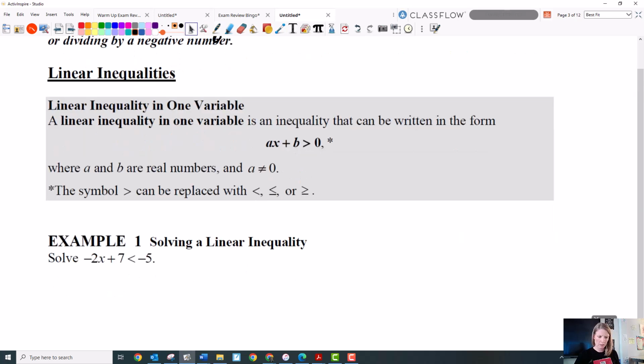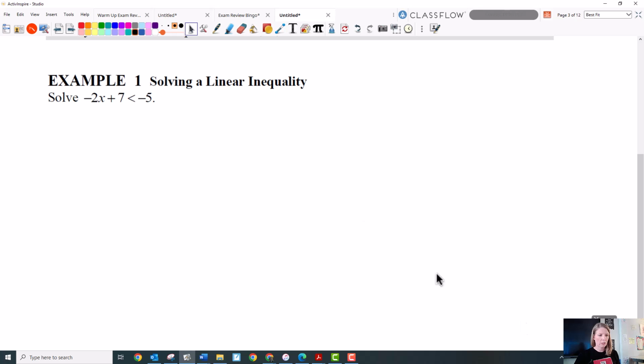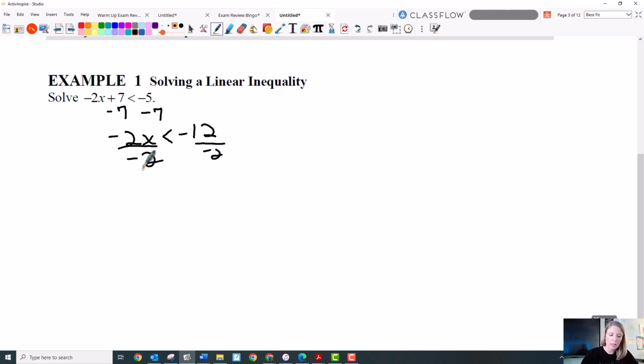Let's see. So we're just going to dive right in. We are solving a linear inequality, so we're just going to solve it regular. How do you get rid of add 7? You minus 7. So negative 2x is less than negative 12. Divide by negative 2. Now I am dividing by a negative, so I've got to remember to flip my sign. X is greater than 6.